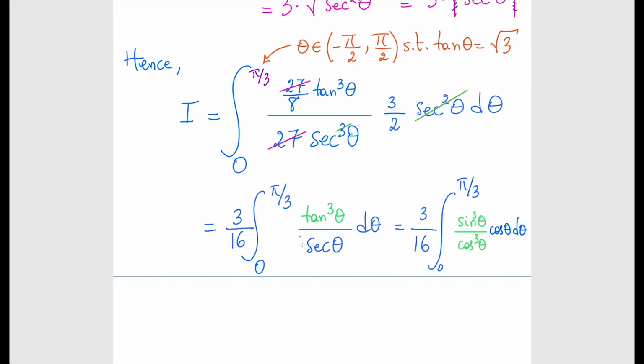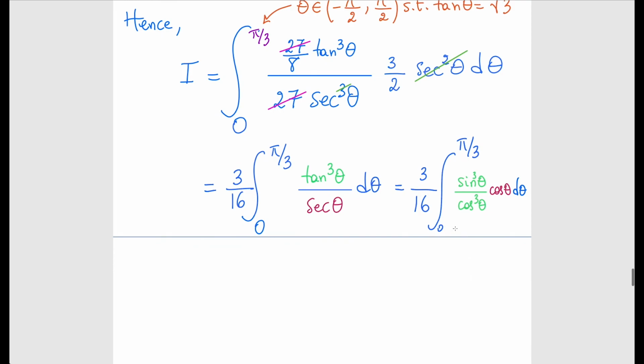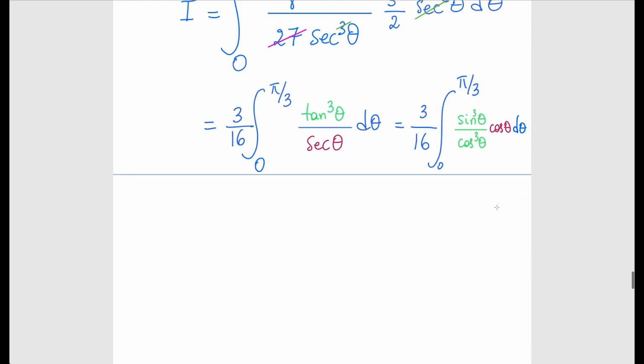So again, let's keep it the same color. This piece is this guy. Correct? Actually, to be more precise, 1 over secant switches to cosine. Okay, so now we simplify.